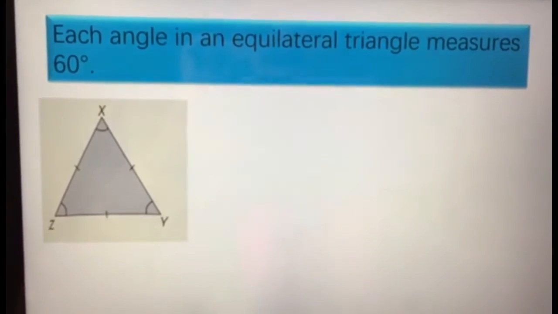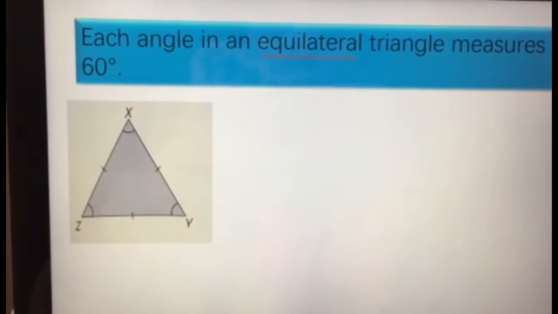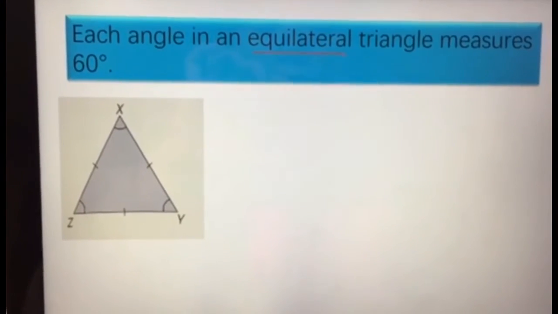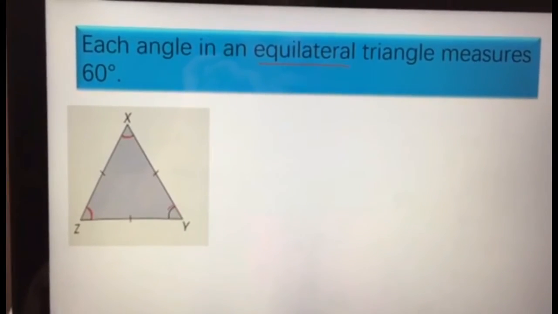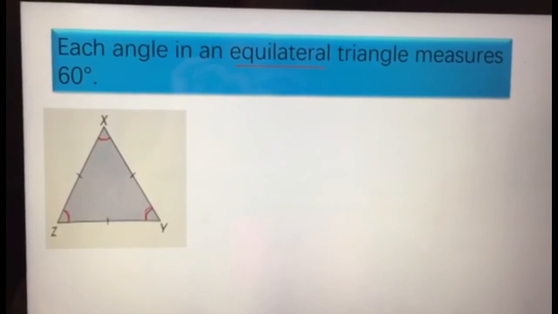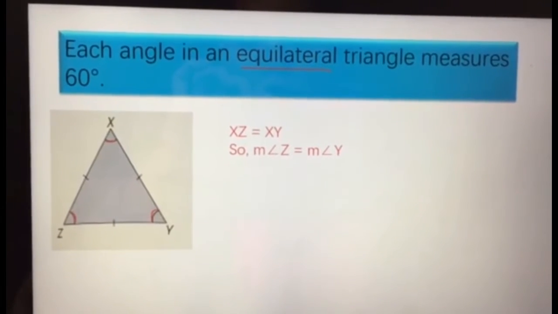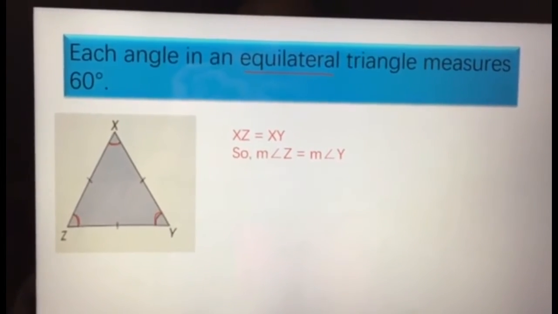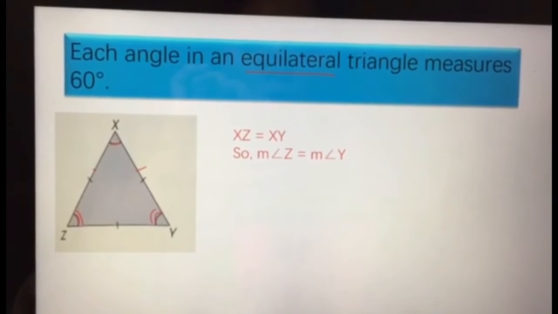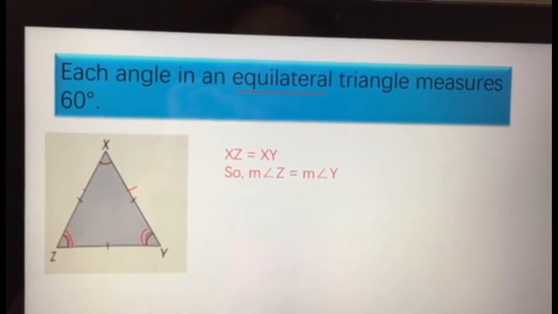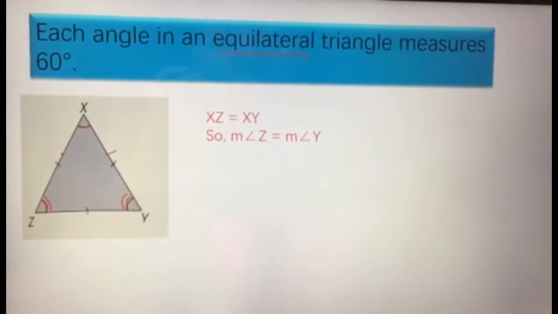Now the last type of triangle. It says in an equilateral triangle, which is a triangle with three equal sides, each angle measures 60 degrees. How do we know? If we use the property of an isosceles triangle, we know that since XZ equals XY, then Z and Y are equal angles, right? An equilateral triangle is also a type of isosceles triangle.